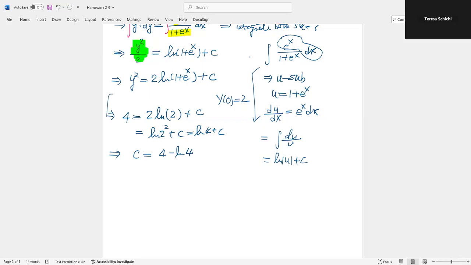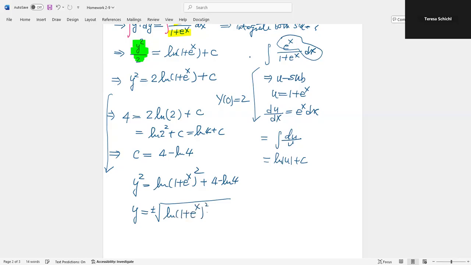Now finally I can get my equation here. So my y squared is equal to, right, the natural log of (1 + e^x) squared plus 4 minus ln 4. Okay, so then I can find my y is equal to plus or minus, right? So plus or minus the square root of the natural log of (1 + e^x) squared plus 4 minus natural log of 4.